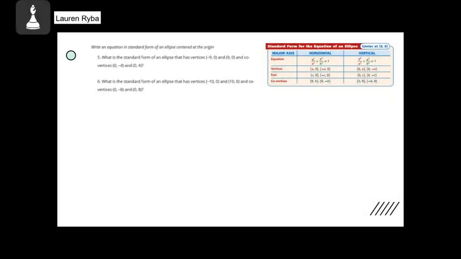Now I'm going to give you the vertices and co-vertices, and you have to create the equation. Number 5 asks for the standard form of the ellipse where our vertices are -9, 0, and 9, 0. So our vertices are on the x-axis using an a value of 9. And the co-vertices are then a y value, 0, -4, and 0, 4, meaning b is 4.